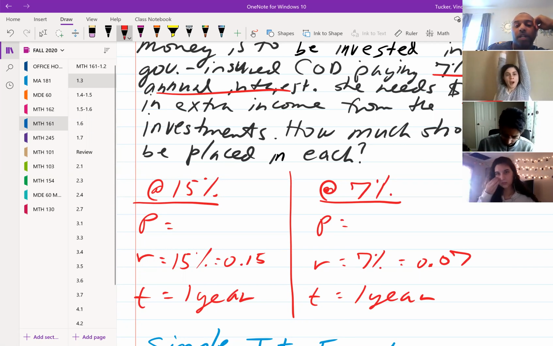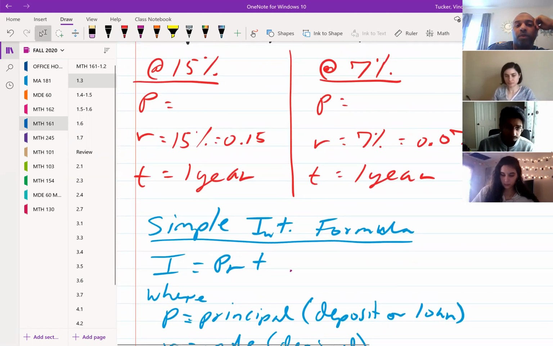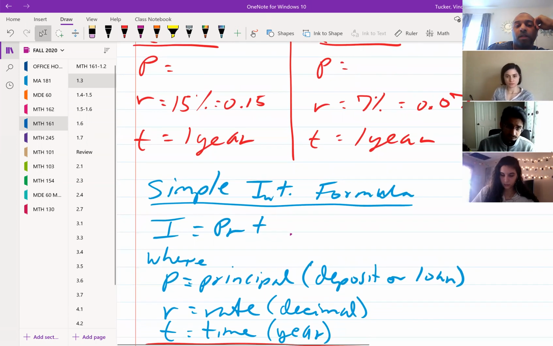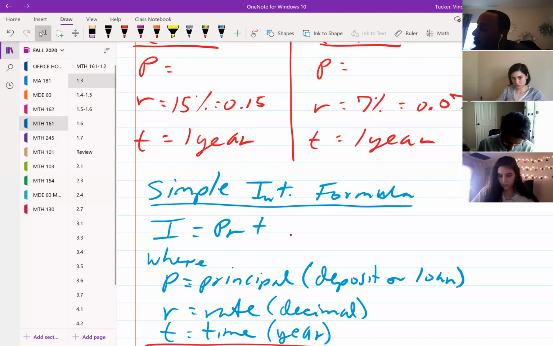And so the reason why we need P, R, and T is because that comes from your simple interest formula, wherein to calculate the interest earned from an account, P is your principal, which is your deposit or your loan. R is your rate. You need to convert it to a decimal. And T is your time in years. Unless otherwise stated, you would have to convert it to years.